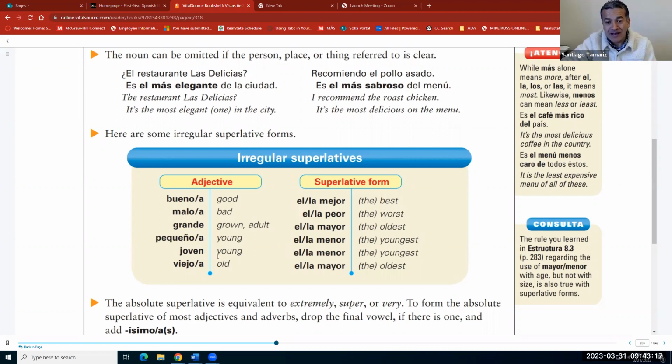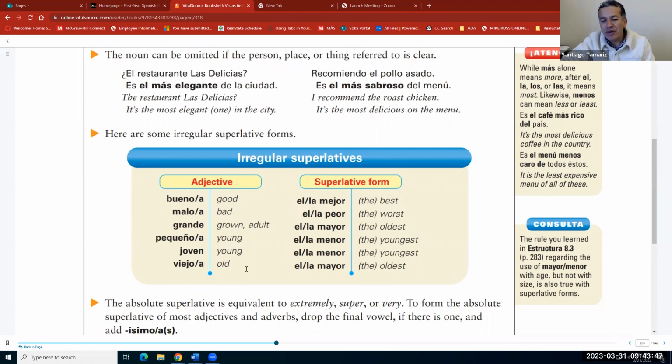Joven is young. And here, the same thing. El o la menor, the youngest one. Yeah, it's the same thing. But don't forget, pequeño o pequeña refers to age also, and joven is also talking about age. But the opposite is viejo o vieja. Viejo o vieja is old. Now, the oldest one in one set is el mayor o la mayor, the oldest.